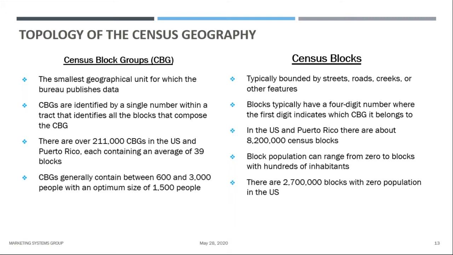Including Puerto Rico, there are currently over 8 million, to be exact, 8,200,000 census blocks. But many of these blocks are not residential. Actually, there are almost 3 million blocks that have zero population in the US. We can obviously identify these blocks and exclude them from sampling so that you do not include them in your sample.